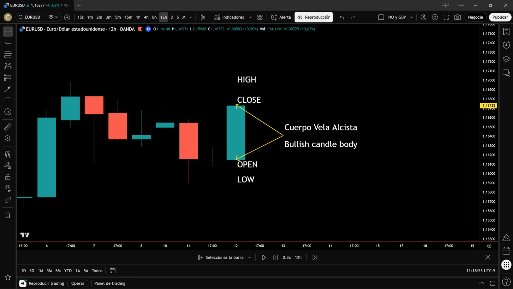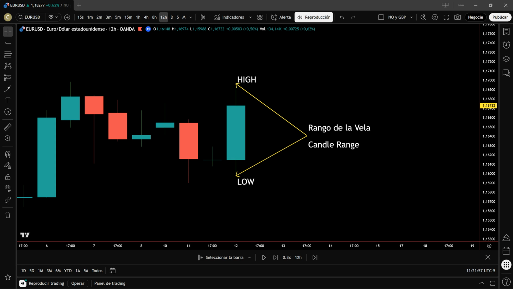Let's start with the basics, the anatomy of a candlestick. In a bullish candle, the closing price is higher than the opening price. The space between them forms the candle body, while the wicks show us the high and low points reached during that period. Now that we've covered the parts of a candle, let's talk about the candle range.